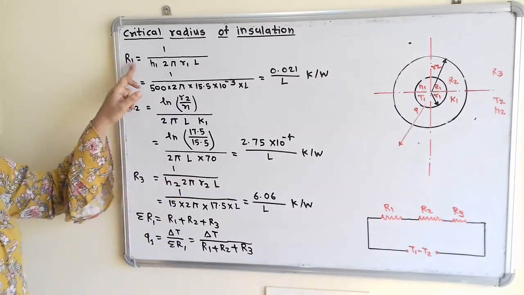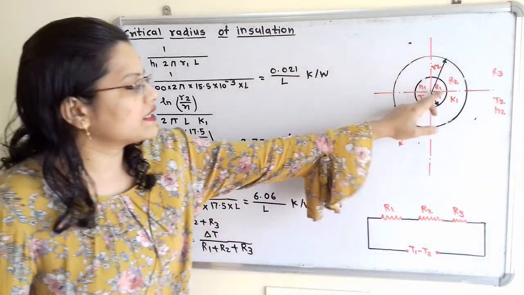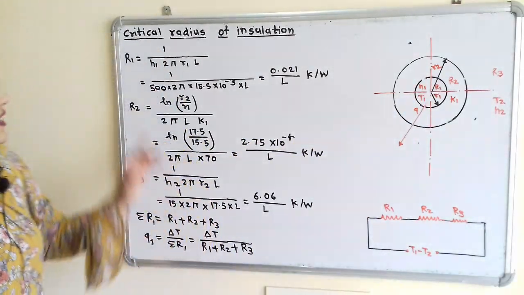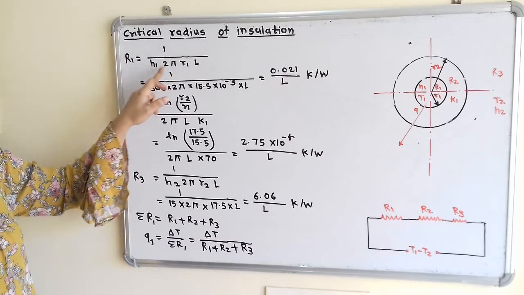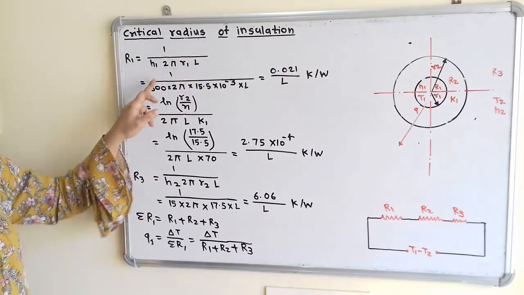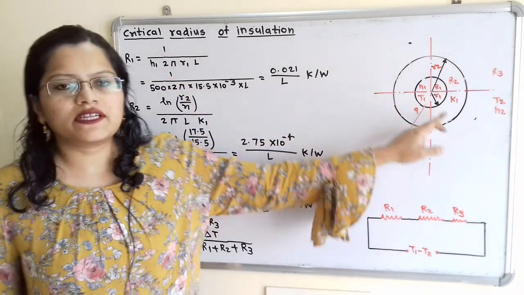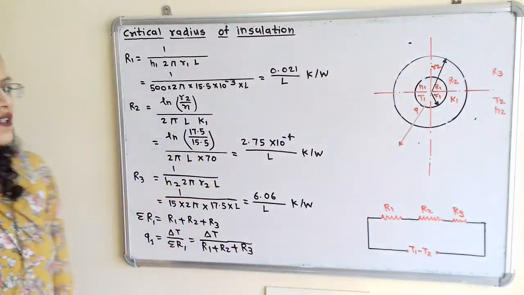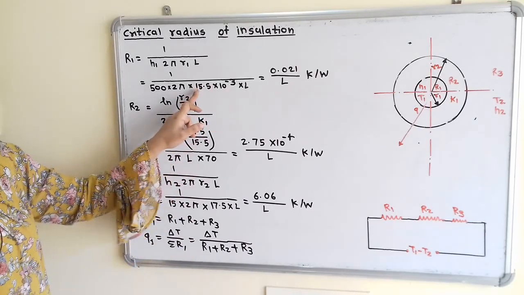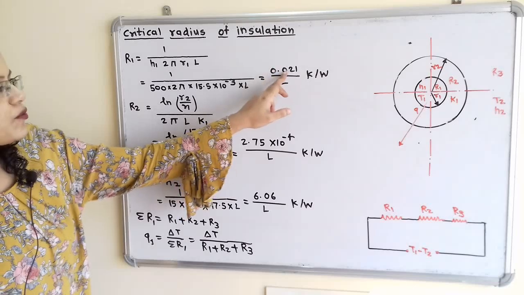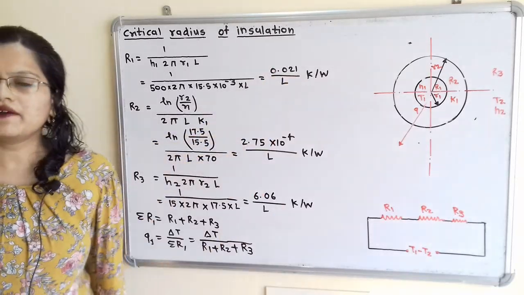Now what is the resistance R1? Resistance R1 is inside the pipe due to convection heat flow. So we will apply the formula 1 divided by H1 2 pi R1 L. So H1 is 500, 2 pi. Now this R1 is given in millimeters, so we have to convert it into the standard unit, that is meter. 15.5 into 10 raised to minus 3 into L, that is equal to 0.021 by L Kelvin per watt.